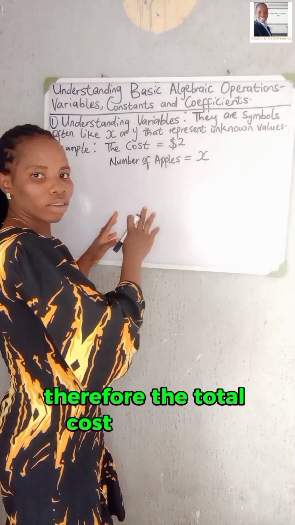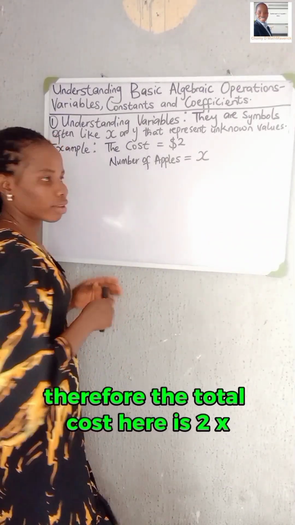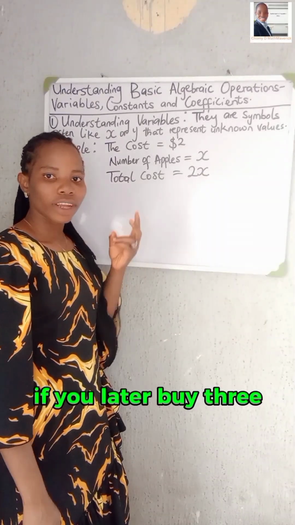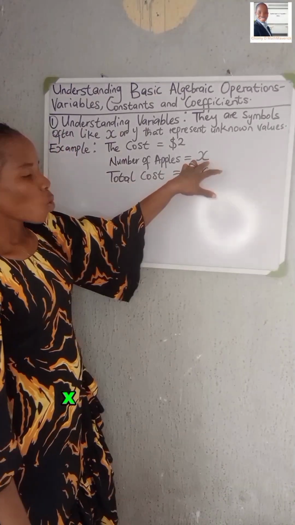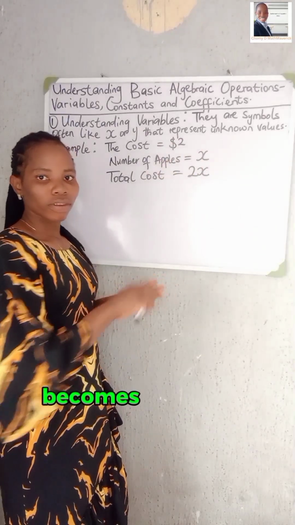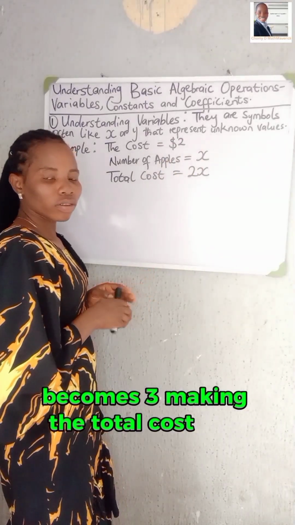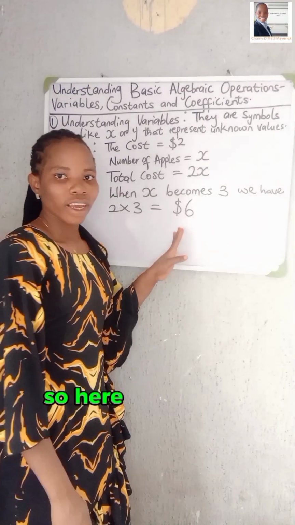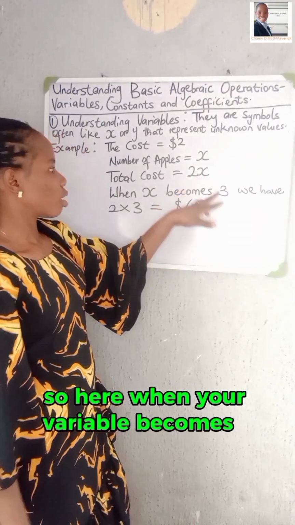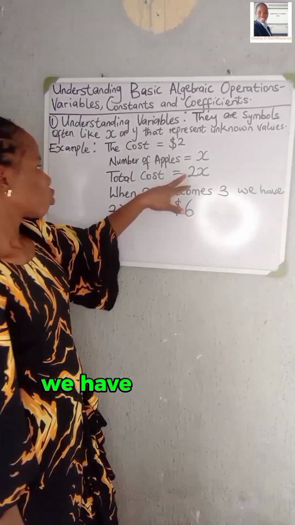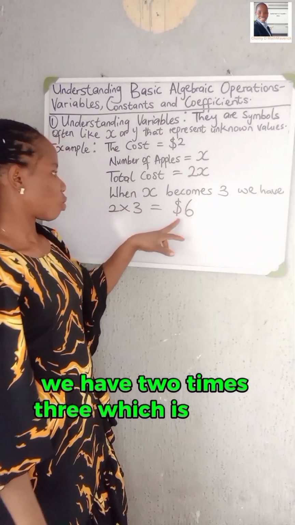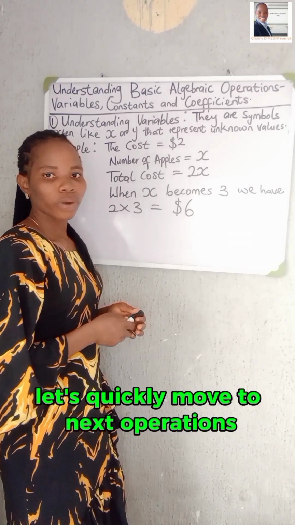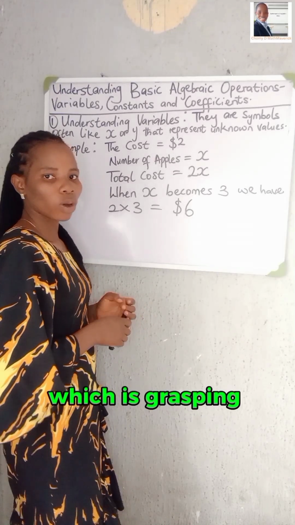Therefore, the total cost here is 2x. If you later buy 3 apples, x, which is your variable, becomes 3, making the total cost 2 times 3. So here, when your variable becomes 3, we have 2 times 3, which is equal to $6. Let's quickly move to the next topic, which is grasping constants.